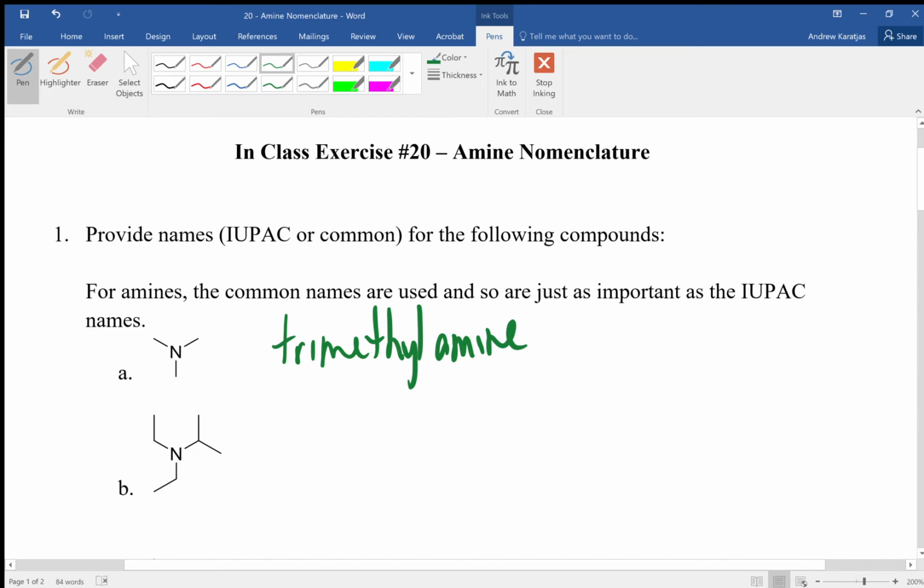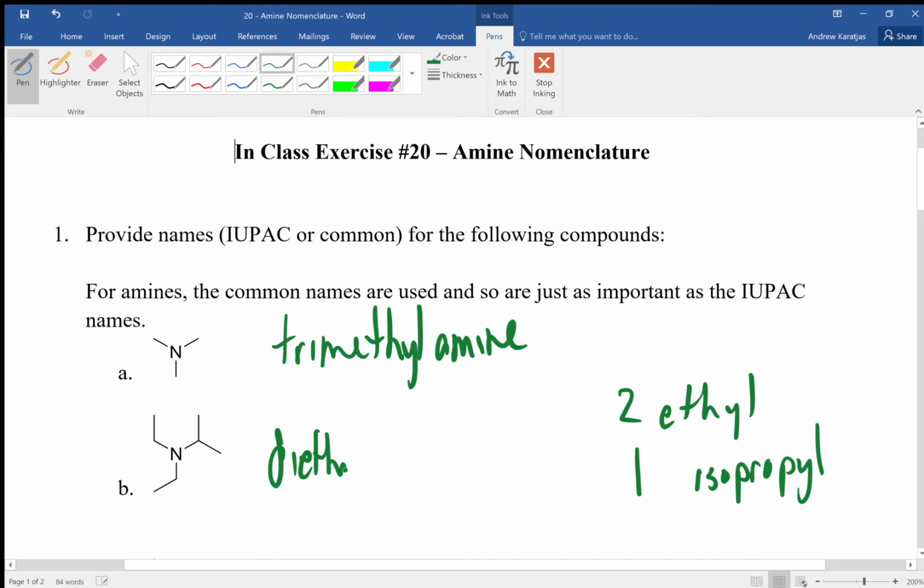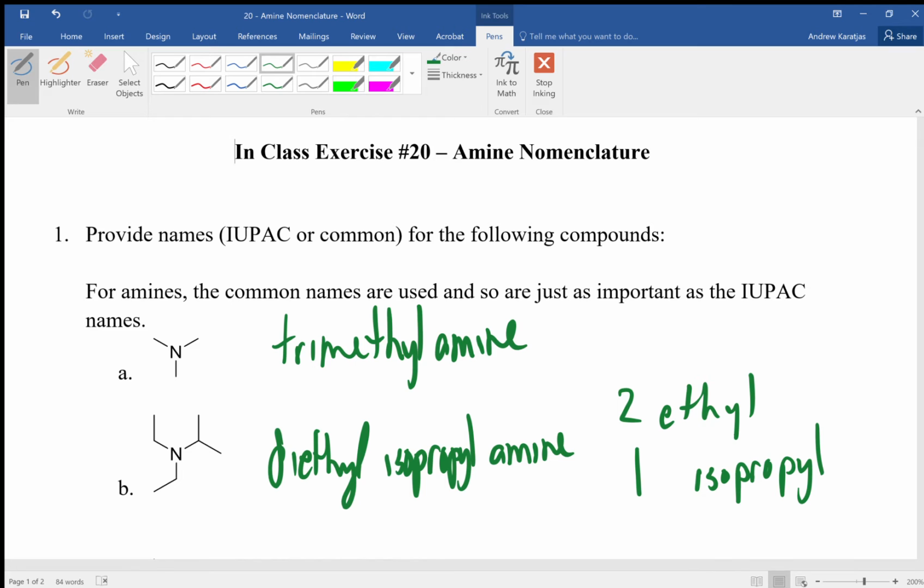In Part B, we have 2 ethyls, and we have 1 isopropyl. And so we could call this diethylisopropylamine. And in general for amines, if a common name like this is available, that's almost always what we're going to be using.